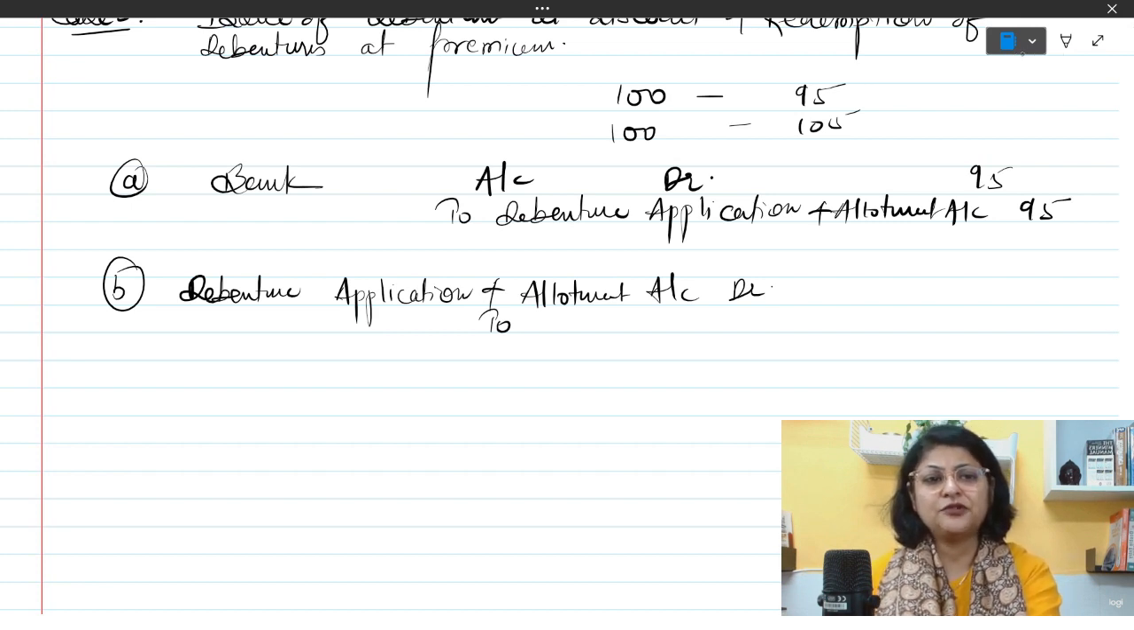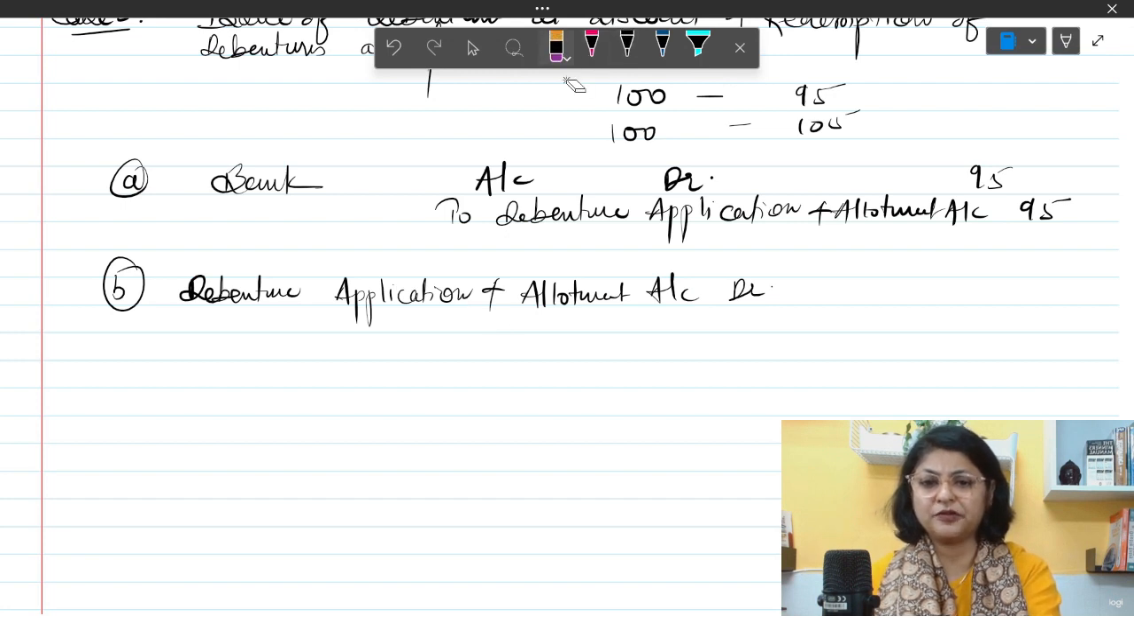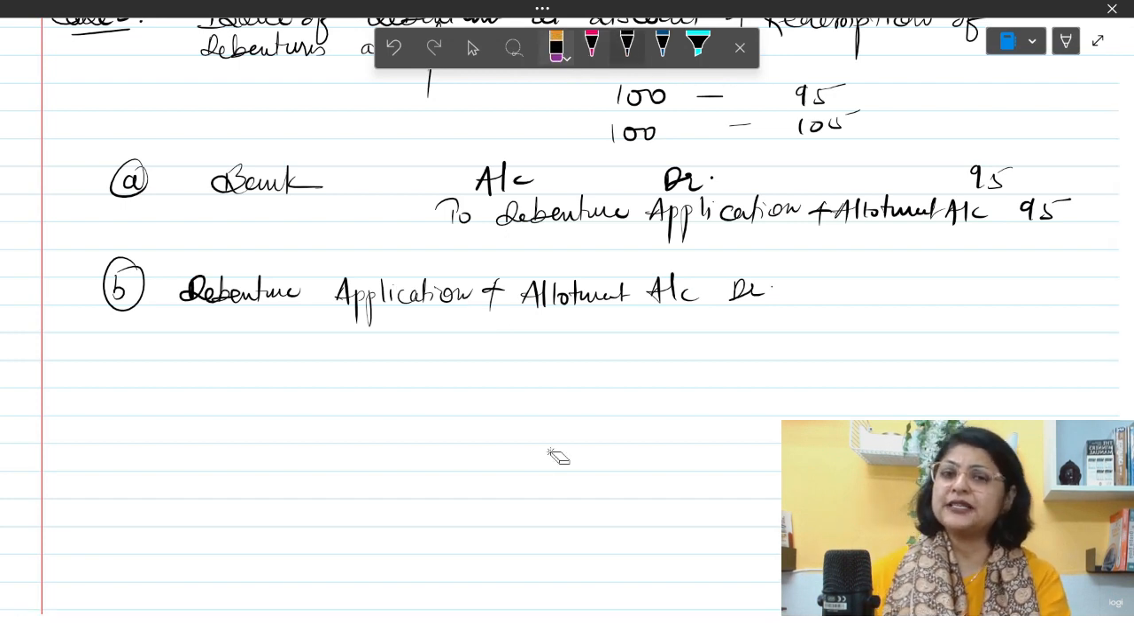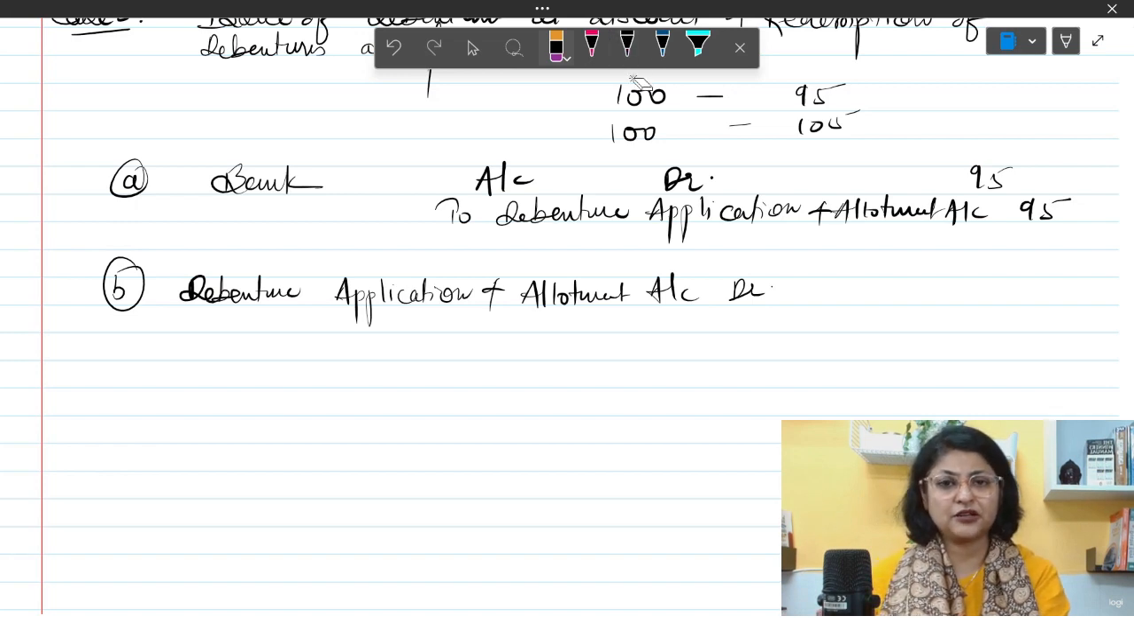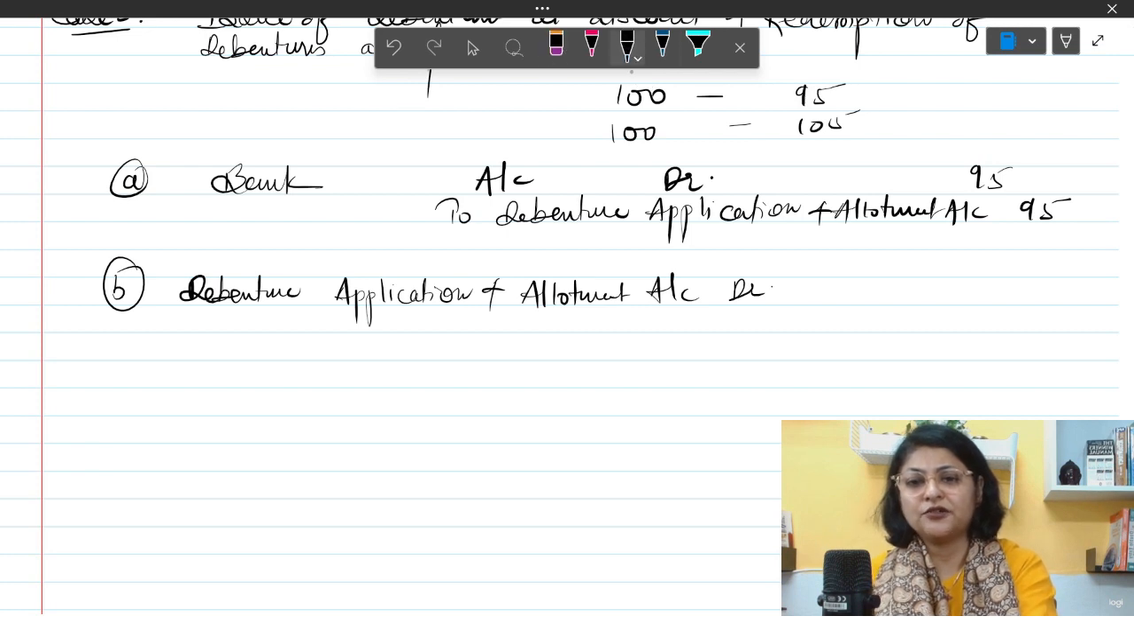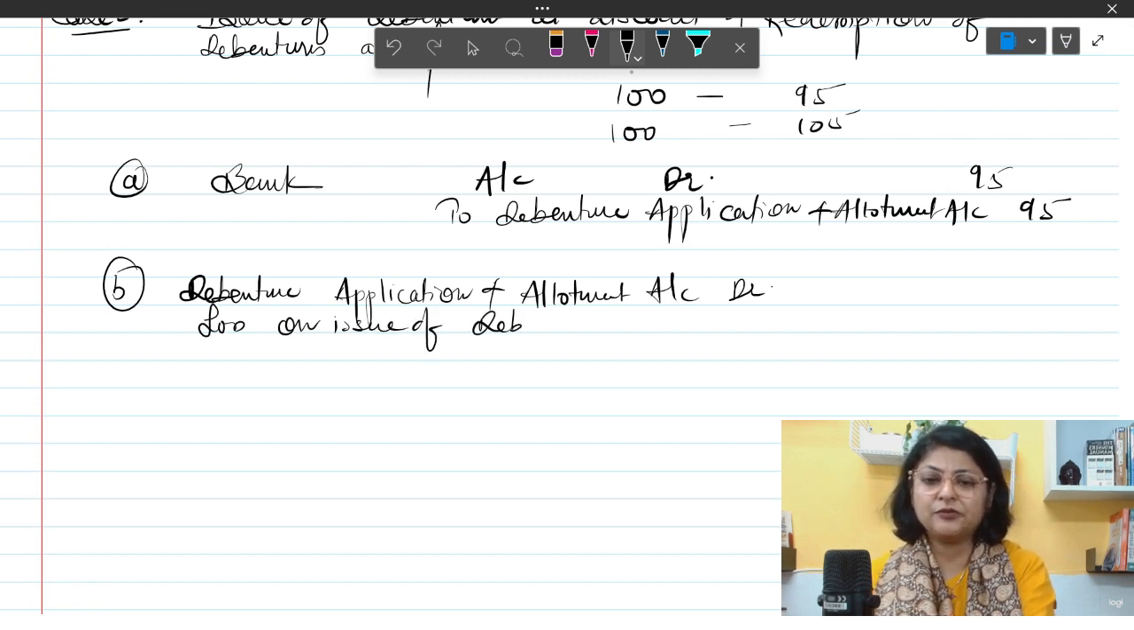You will have to book this loss also. What is this loss? Loss on issue of debenture. Now you can open a single account over here. Instead of opening discount on issue of debenture account separately and loss on issue of debenture, you can open a single account called loss on issue of debenture. And here you will book both the losses of rupees 5 and 5.